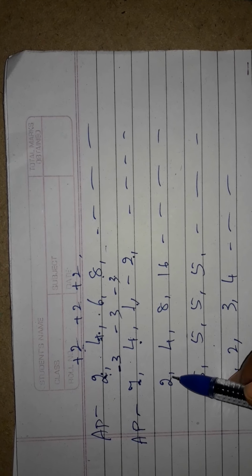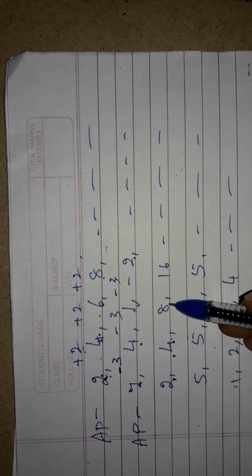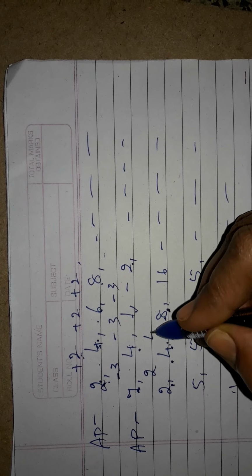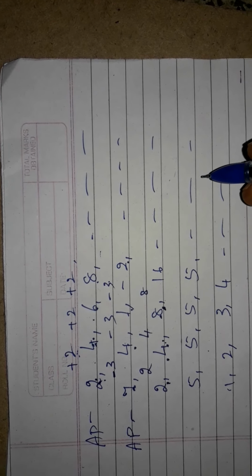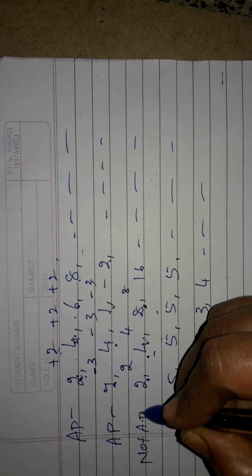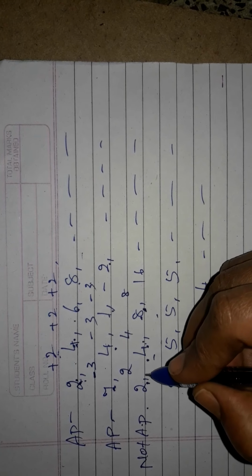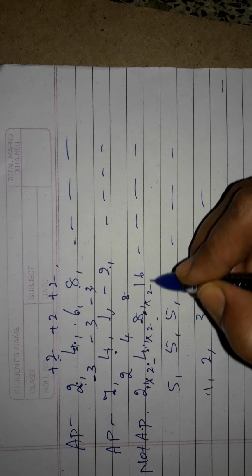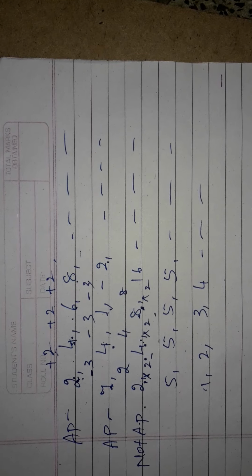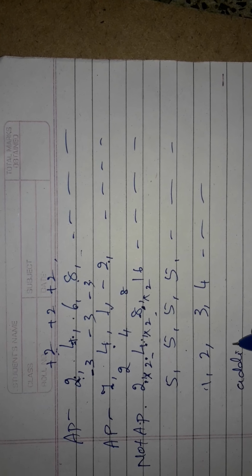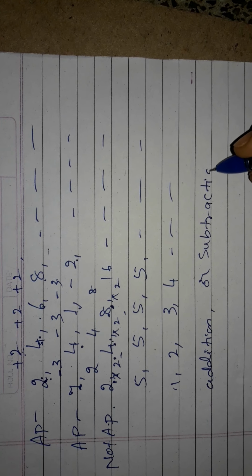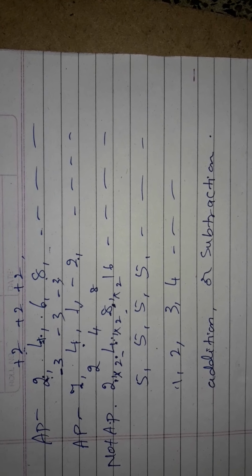Third one, see here: 2. 2 plus 2, 4. But 4 plus 2, 6, it is not there. So 4 plus 4, 8 is there. Here the difference is not constant. Next 4, next 8, like this it goes on. Therefore, it is a sequence but not an AP, because here there is multiplication: into 2, into 2, into 2. If it is to be an AP, it should be either addition or subtraction.